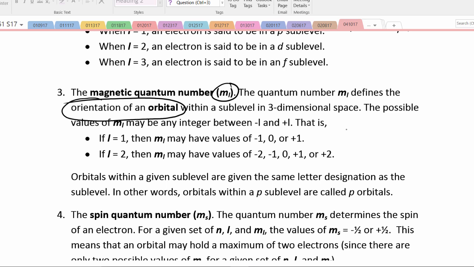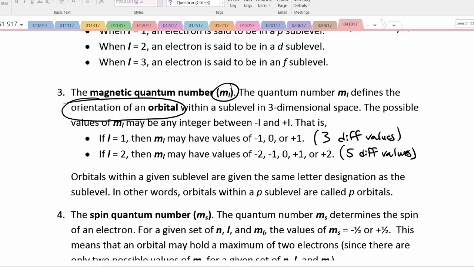How many possible values are there for m sub L in this case? There's 3 different ones. And how many possible values are there for m sub L when L is equal to 2? There's 5. What's significant about that is that the number of different values that are possible tells us the total number of possible orientations there can be around the axis in 3-dimensional space.